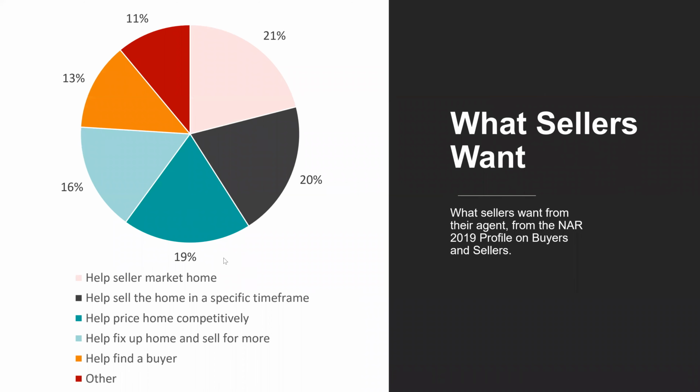All right. What do sellers want? Again, NAR does a good job of doing these surveys so we get some understanding and insight into our business to help us grow, right? 21% of sellers want help marketing the home. 20% want to sell in a specific time frame. Time frame is important. 19% said they need your help to price the home effectively. Only 16% need your help to fix up the home to help it sell for more. 13% need you to help find the buyer. And 11% say other.